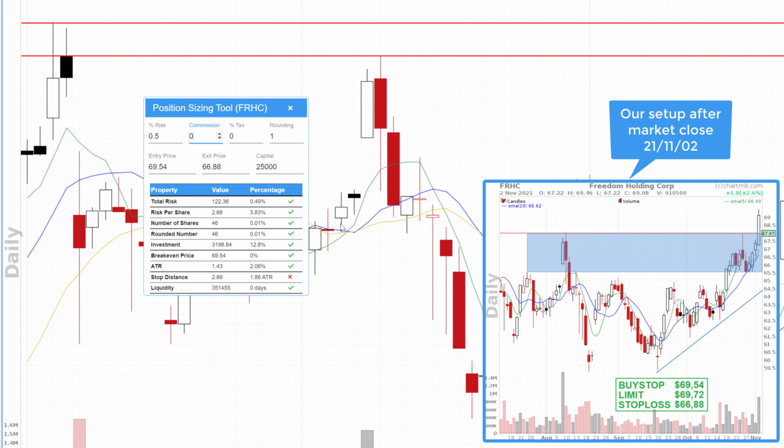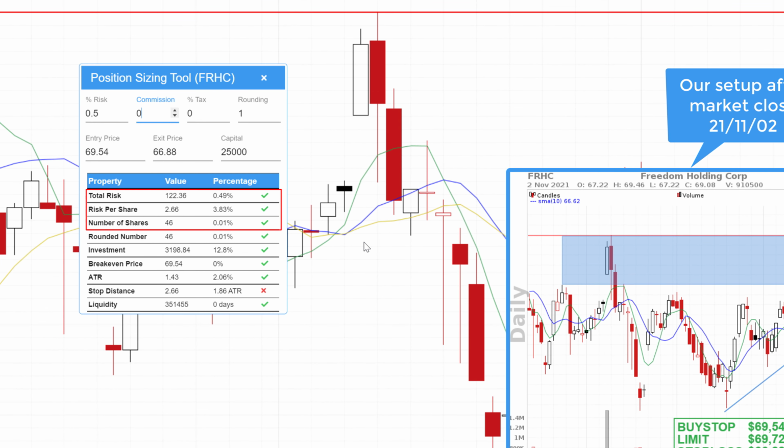a number of key metrics, including the total risk and risk per share, how many shares you are allowed or able to buy, how much the investment amounts to on your total available portfolio, and you'll see a red cross if this is more than 25%, and the ATR distance of your stop loss.